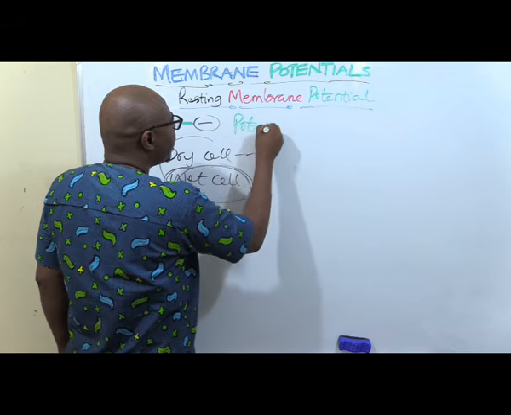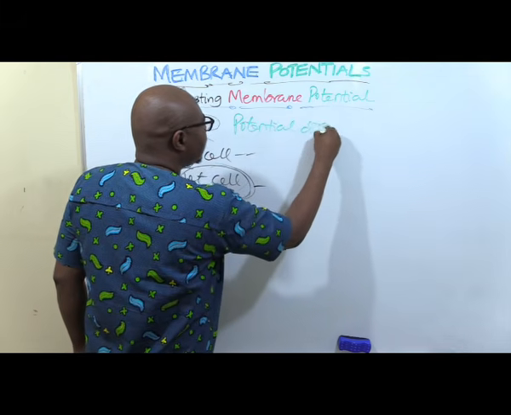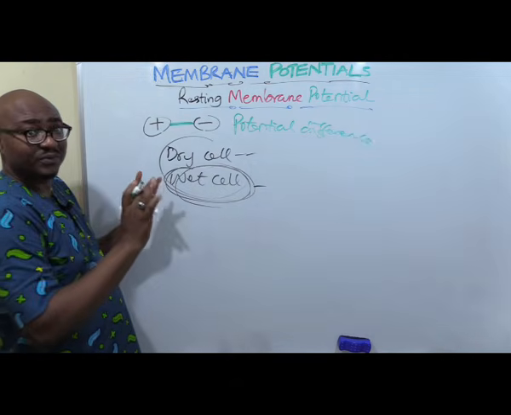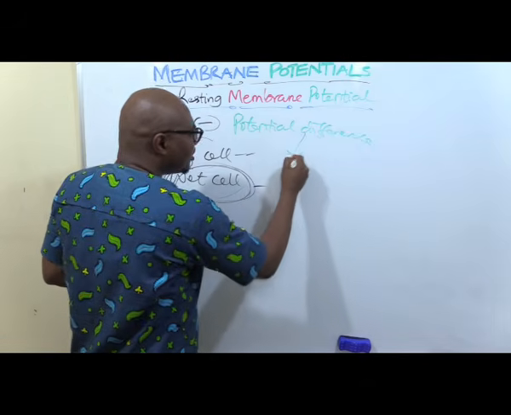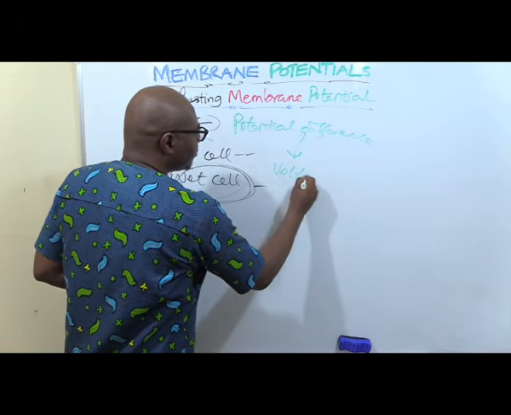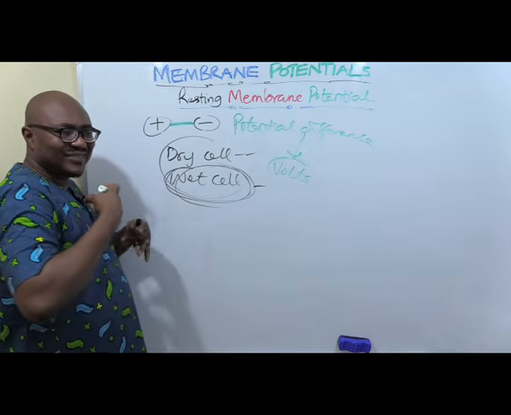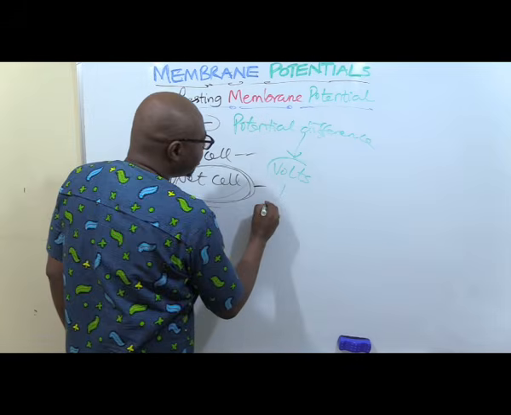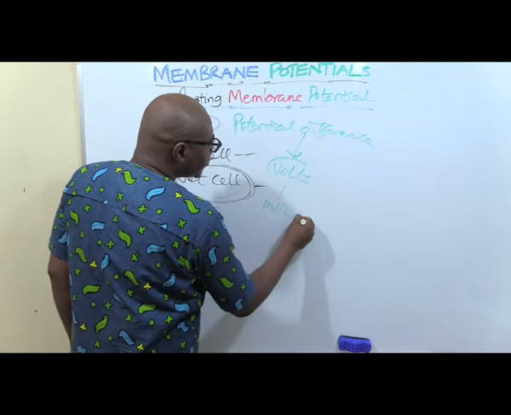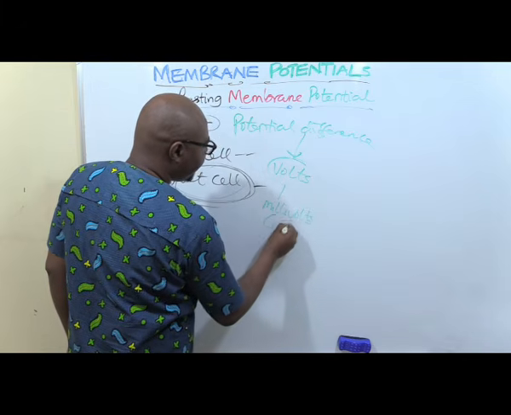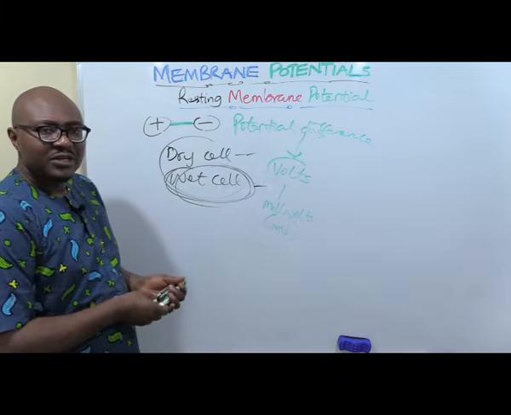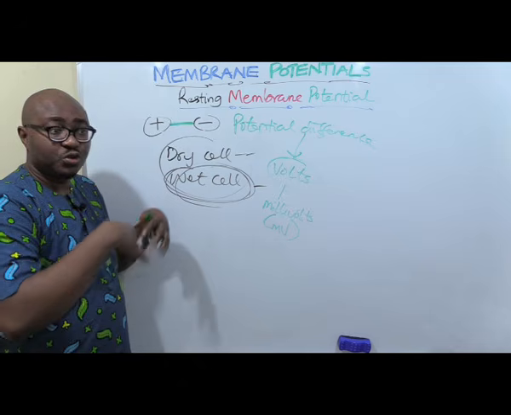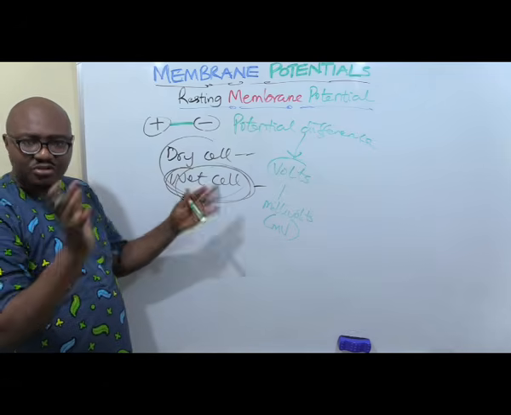Let me write it here. Potential difference. From your physics, you've learned some principles of electricity, so this should be straightforward. I'm just linking the two. Potential difference is measured in what? Volts. But because in the living system in your body the charges are very little, we actually measure them in millivolts, mV for short.